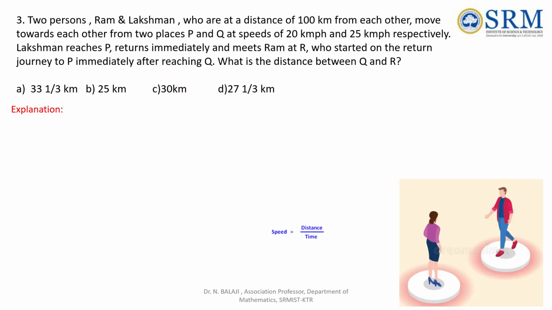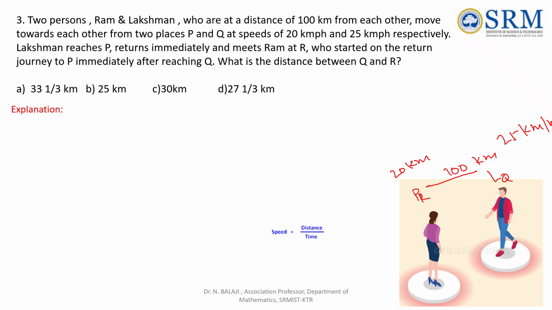Right. Now the next problem, it is two persons, Ram and Lakshman, who are at a distance of 100 kilometers from each other and move towards two places, P and Q. So this is P, this is Ram, this is Lakshman, and this is Q. There are 100 kilometers between P and Q. Ram is going at 20 kilometers per hour, and Lakshman is moving at 25 kilometers per hour.